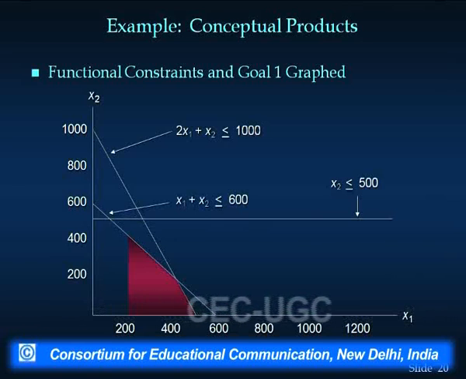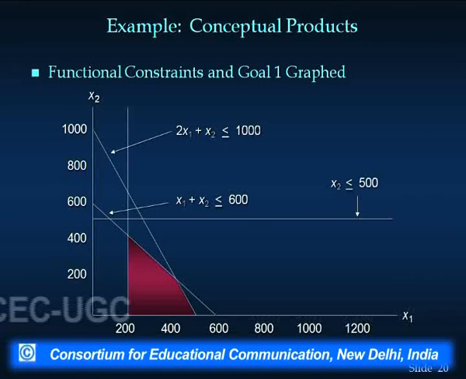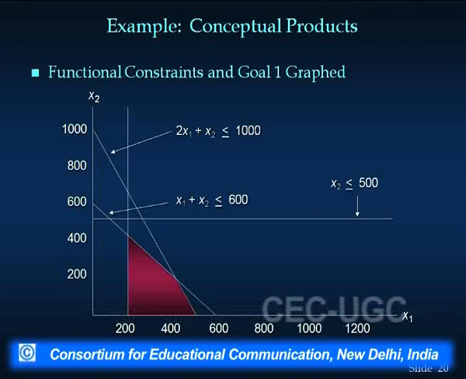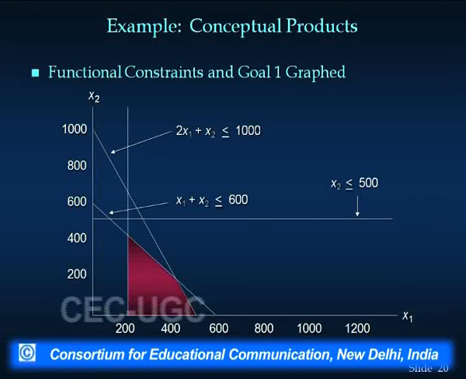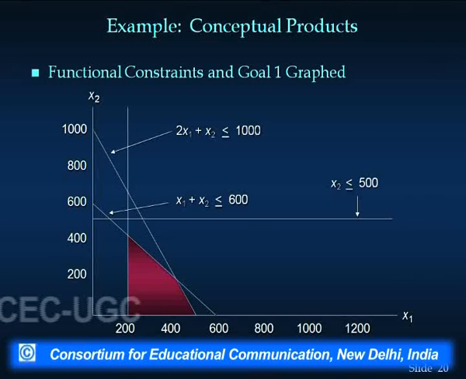This constraint has been shown, x1 plus x2 less than or equal to 600. And now the first goal has been added with a vertical line because it is the quantity of production of CP400, 200 and specified. Our feasible solution is reduced, and the feasible region is only the area which is marked red.